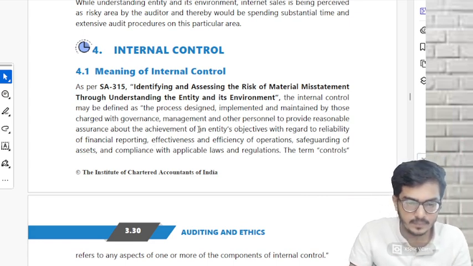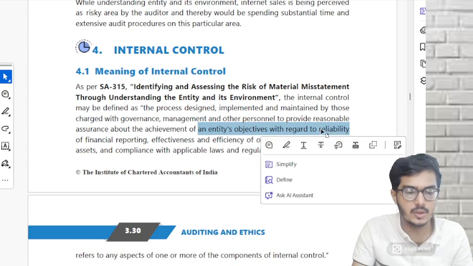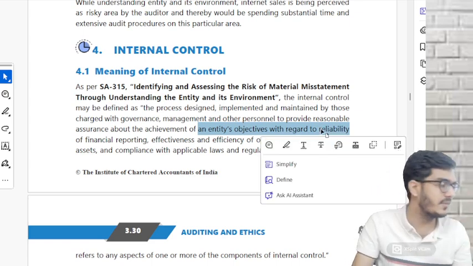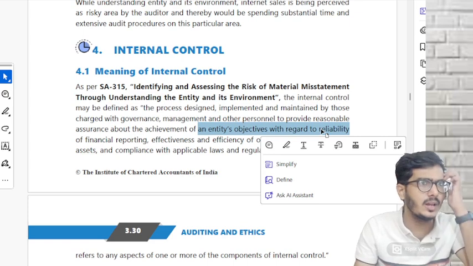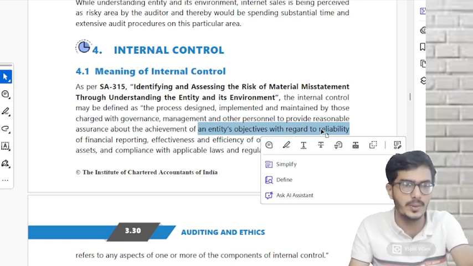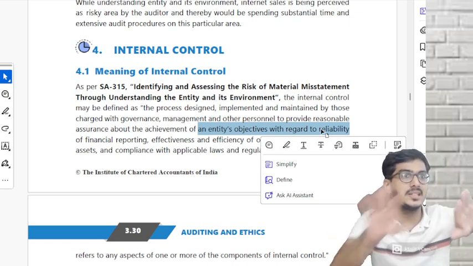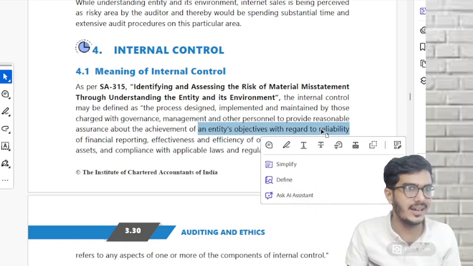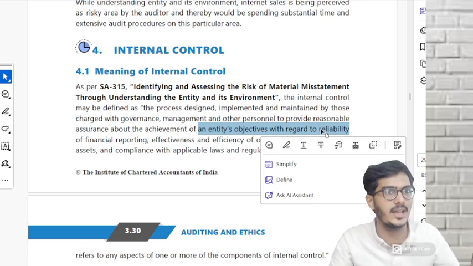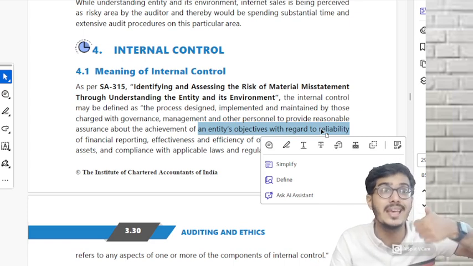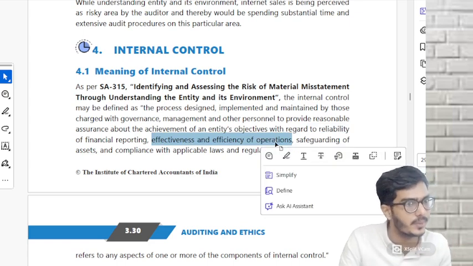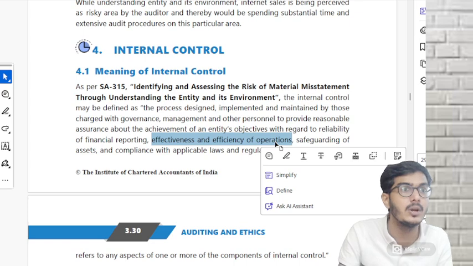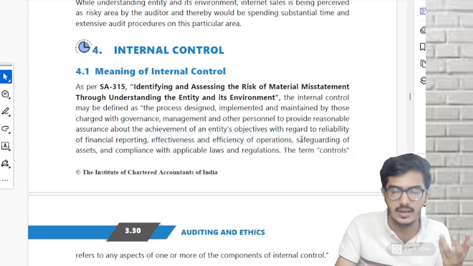See, the entity's objectives with regard to reliability of FR. You tell me, if the internal controls are strong, the financial statements which they prepare will be more reliable. Am I right? Correct or not? If there are too many internal control systems, too many passwords, too many roles and responsibilities given to many different people, can I say that when internal controls are strong, financial statement reliability will also increase? Correct. Second one, effectiveness and efficiency of operations. The company's operations will be smoother. It will be more effective and efficient.